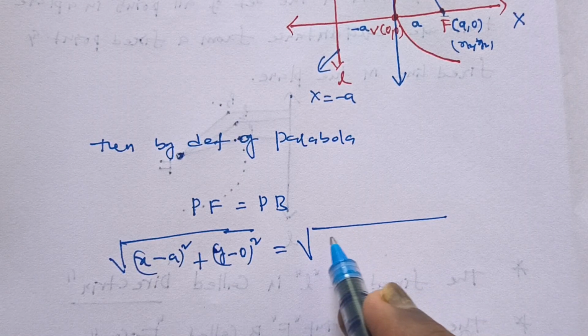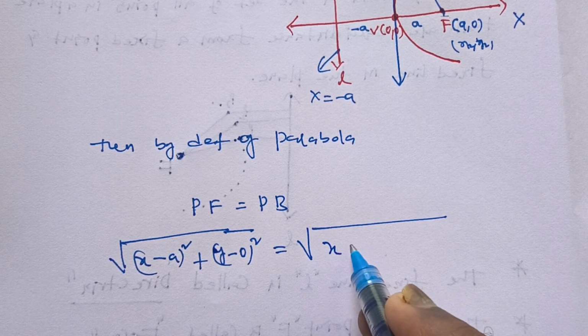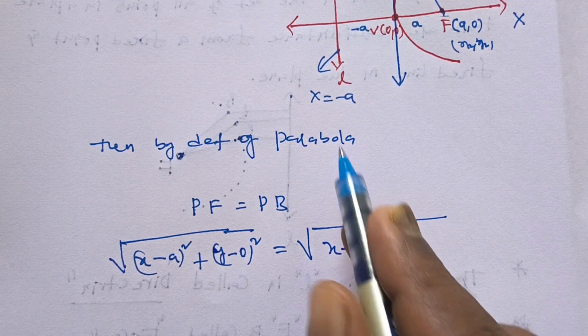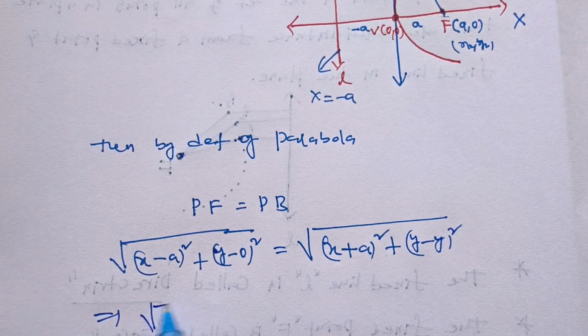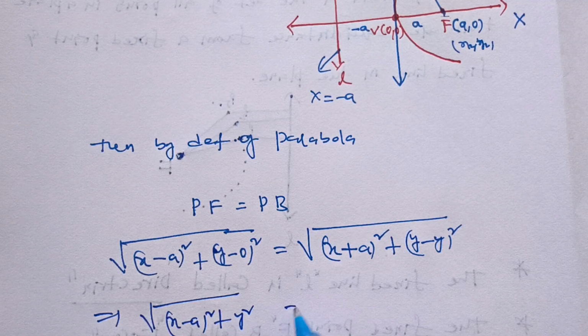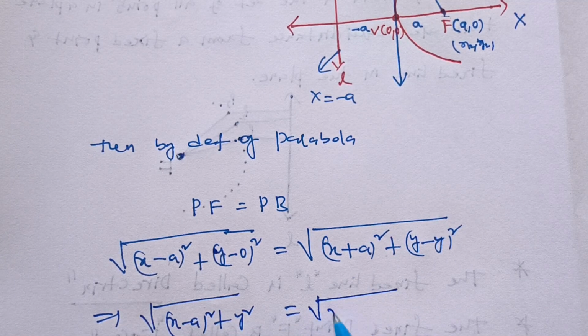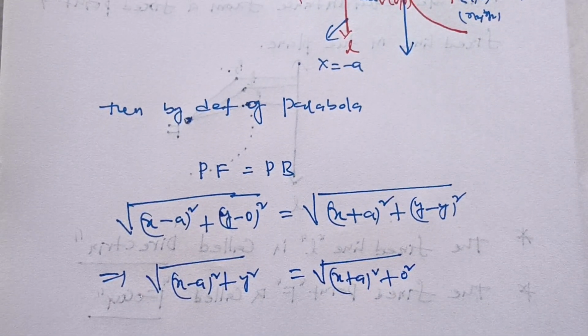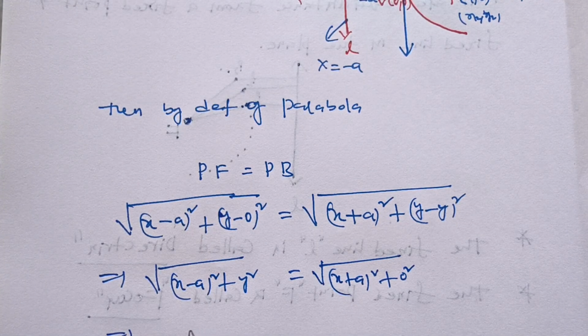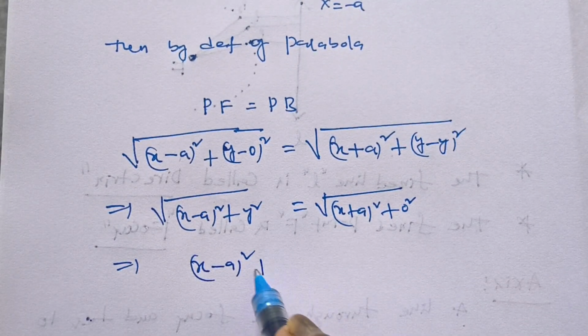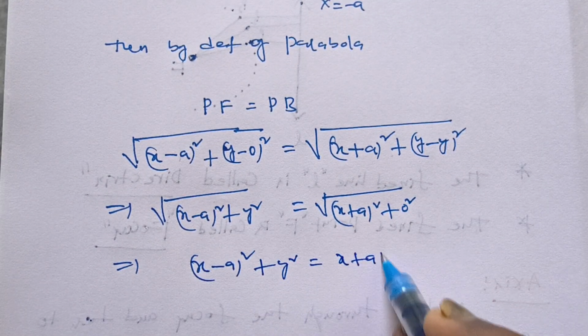So by this, x1 minus minus of minus x2, meaning a, and y2 meaning y, whole square. I wrote x minus a whole square plus y square is equal to x plus a whole square plus 0 square. So squaring on both sides, the required value is x minus a whole square plus y square is equal to x plus a whole square.